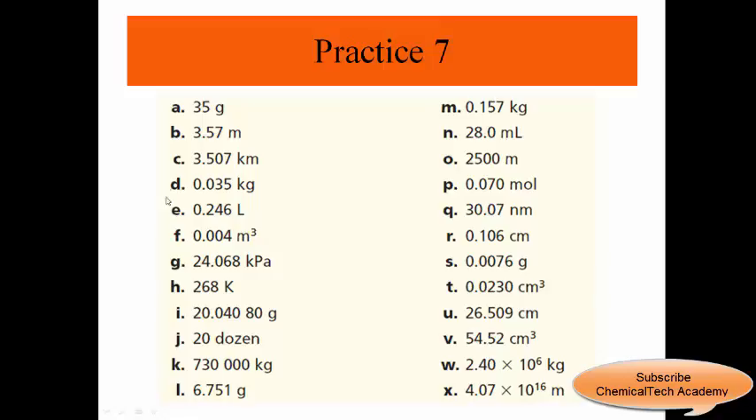So let's have a quick review here. Part A, we have 35, so we have two significant digits. 3.57, all of them are non-zero, we have three significant digits. 3.507, we have four significant digits. 0.035, we have two significant digits because we don't count the leading zeros. 0.246, we don't count this one, so we have three significant figures.